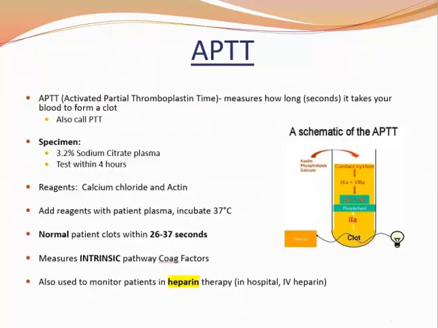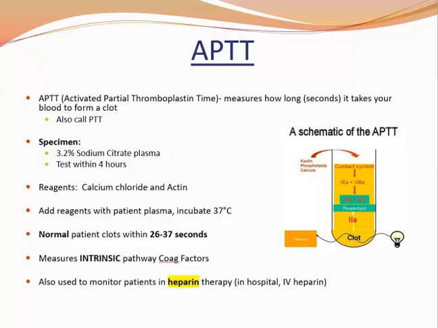Another very common test done in coag is the APTT, which stands for activated partial thromboplastin time. It's also known more shortly as the PTT, and this measures how long it takes your body to form a clot. Again, the specimen is still your light blue top tube, the sodium citrate tube. This is the test that you have to run within 4 hours. Your reagents are calcium chloride and actin.